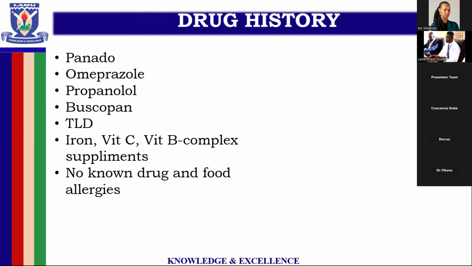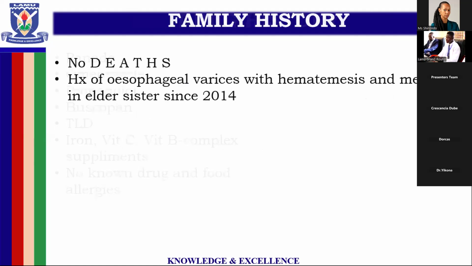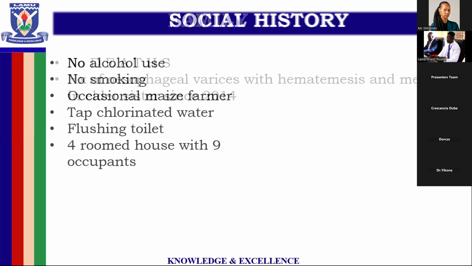His drug history includes use of Panadol, omeprazole, propranolol, Buscopan, TLD, iron, vitamin C, and vitamin B complex supplements, and there has been no reaction to these drugs, neither are there any non-food allergies. His family history doesn't include any history of diabetes, epilepsy, asthma, TB, hypertension, neither is there sickle cell. But there is a history of esophageal varices with hematemesis and melena occurring in his elder sister since 2014.